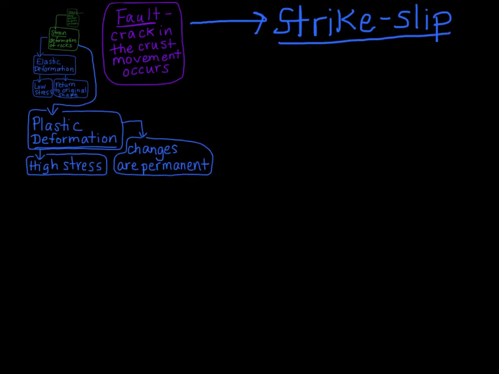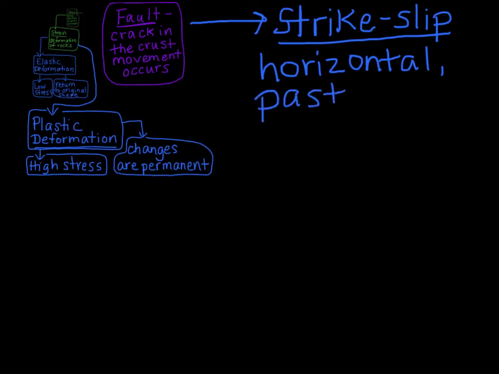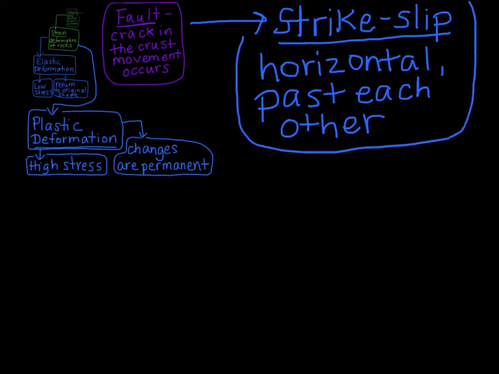In a strike-slip fault, there is movement in one direction, and that direction is horizontal. There is horizontal movement as the pieces of rocks slide past each other. And this is what occurs at a strike-slip fault.